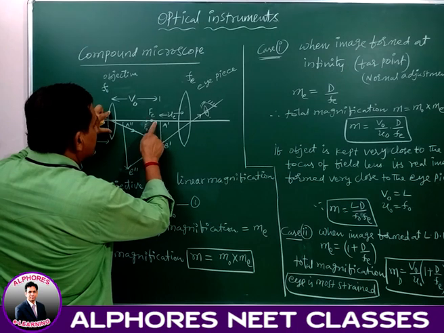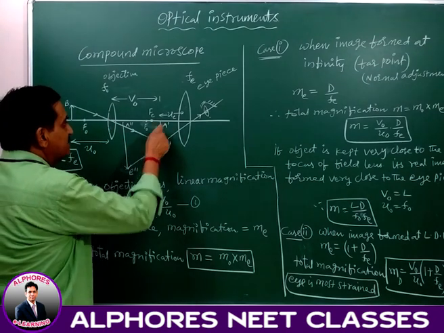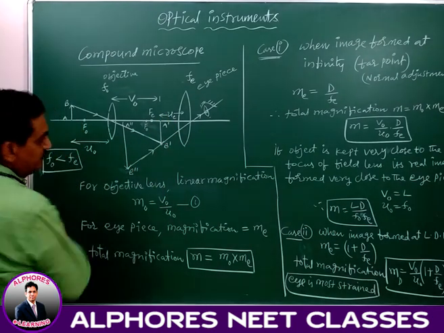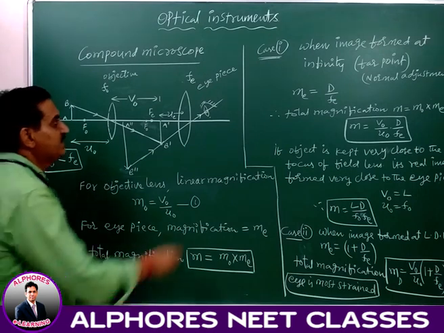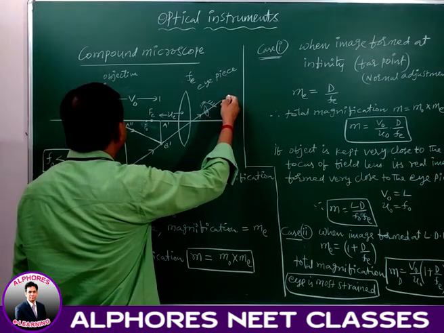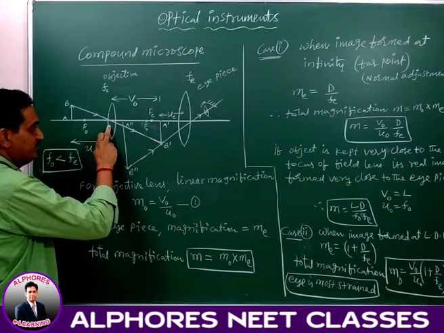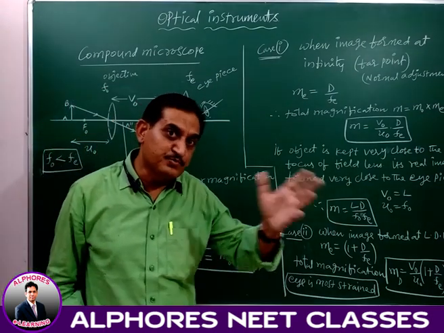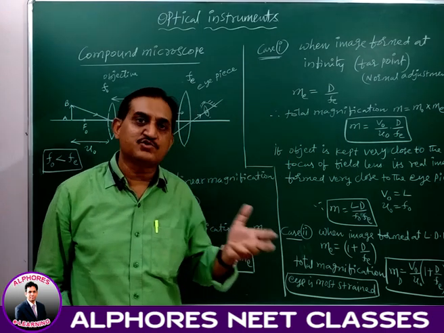So whenever this focus point touches the image formed by this objective lens, its corresponding image goes to infinity. Okay, this is the mechanism. But here the observer is observing from here. So here the object's real image is given by the objective lens, and that image is given to the eyepiece, and the eyepiece acts as a simple microscope.